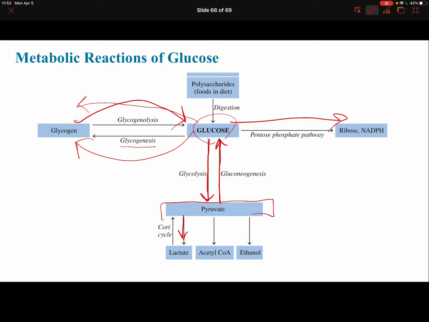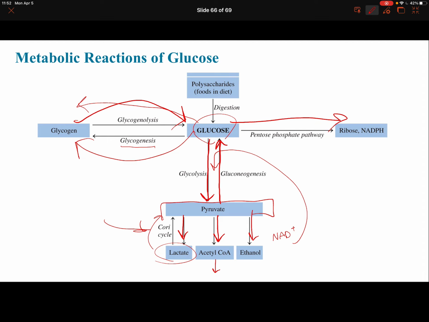From pyruvate, we talked about the fact that we can reduce this molecule into lactate as a way to regenerate NAD+. We can also continue oxidizing it in the presence of oxygen into acetyl-CoA to move on to the next chapter, or some organisms can reduce it into ethanol, again to produce NAD+ to be able to make glycolysis continue happening. We didn't talk about the Cori cycle, but lactate can be converted into pyruvate. Pretty sure we didn't look at that at all, though.